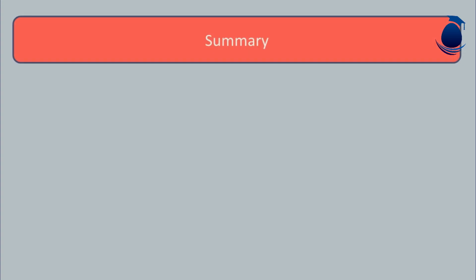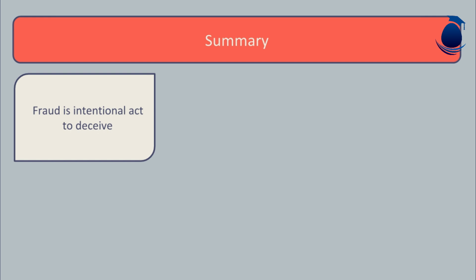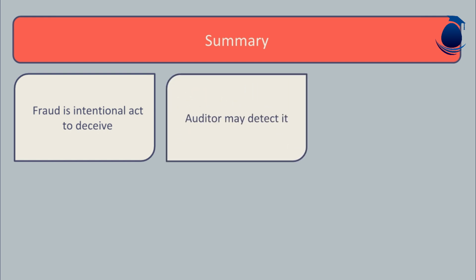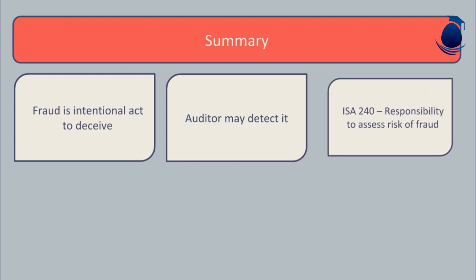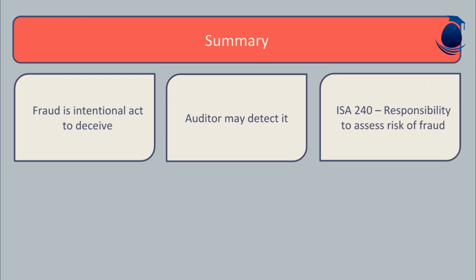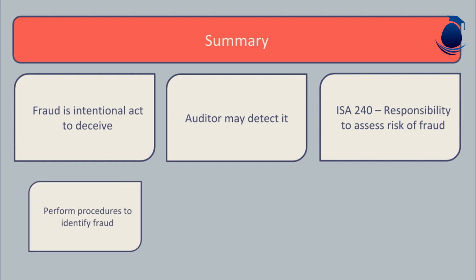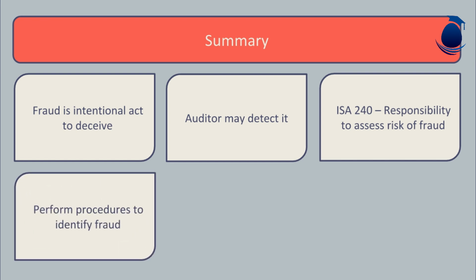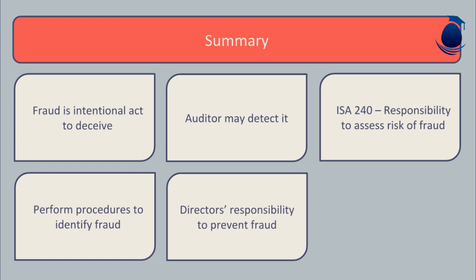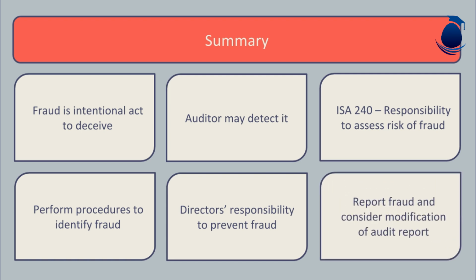In summary, fraud is an intentional act to deceive. The auditor may detect this as fraudulent financial reporting or misappropriation of assets. ISA 240 states that they have a responsibility to assess the risk of fraud and perform audit procedures to identify fraud. However, it is the director's responsibility to ensure fraud is not present in the organization and the financial statements. If fraud is found, the auditor must report this and consider whether it is material and whether the audit report should be modified.